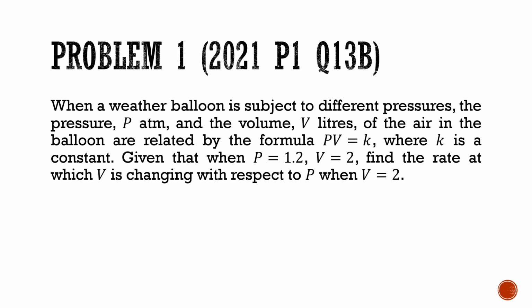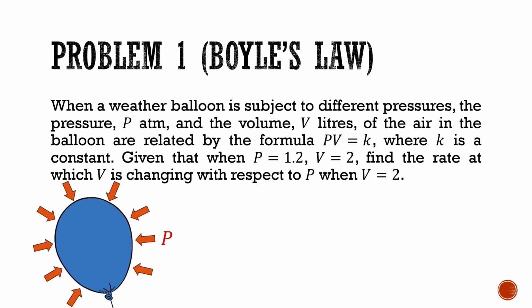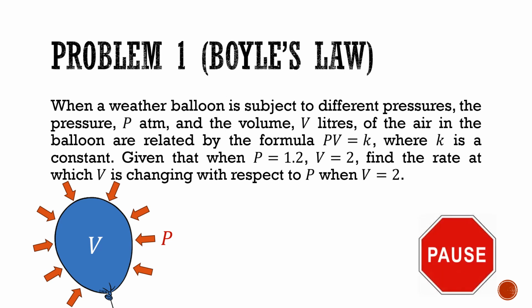Now let's take a look at an O-level problem inspired by Boyle's law. When a weather balloon is subject to different pressures, the pressure and the volume of the air in the balloon are related by the formula PV = k, where k is a constant. Given that when P is equal to 1.2, V equals 2, find the rate at which V is changing with respect to P when V equals 2. Pause the video here and give this question a good try.